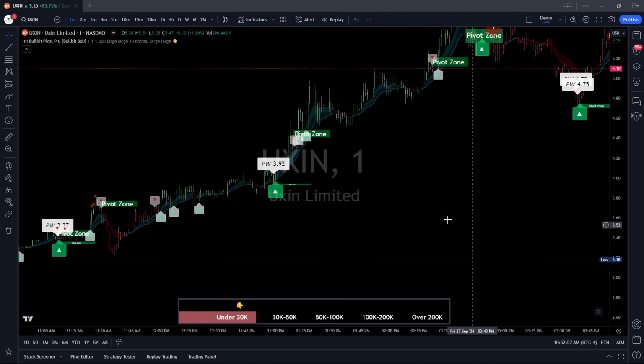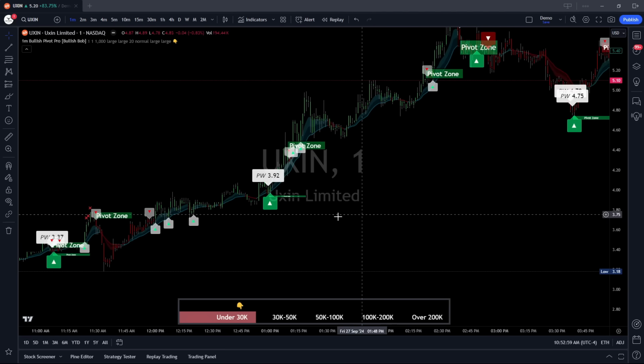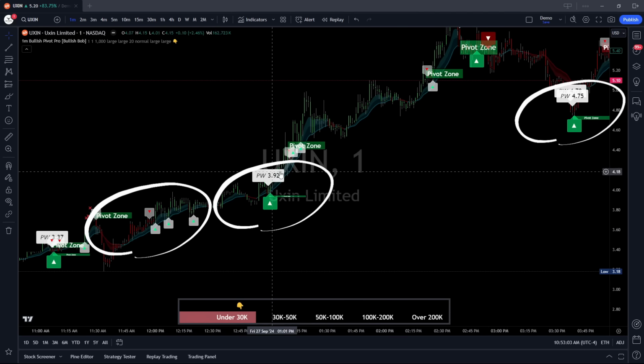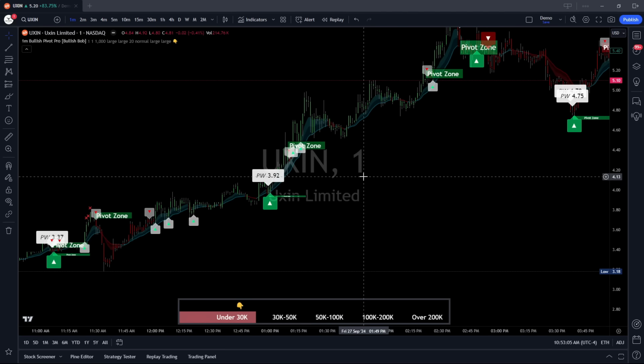Now, what you're seeing on your chart is a number of different things. You're seeing some pivot zones, some signals and overlays, and some pivot watch alerts as well. So there's a lot going on, right? But this is the way I have my chart. You can design this indicator however you prefer, and I'll show you how to do that towards the end of this video. We'll break down the settings.